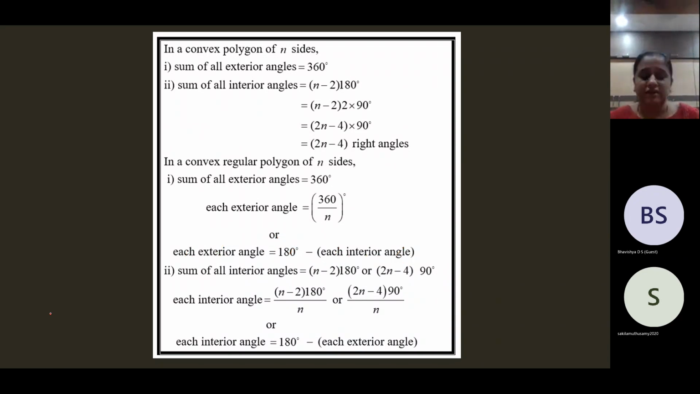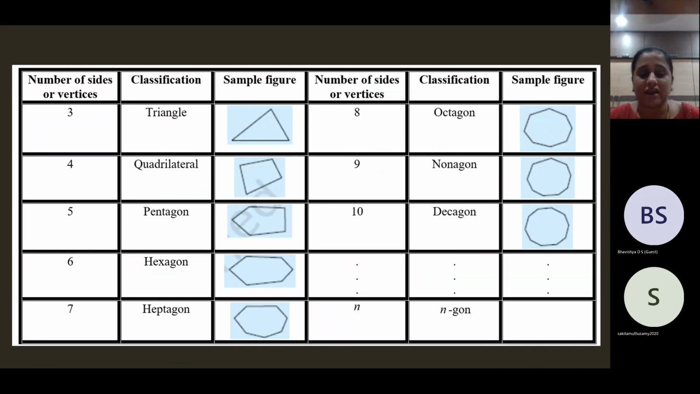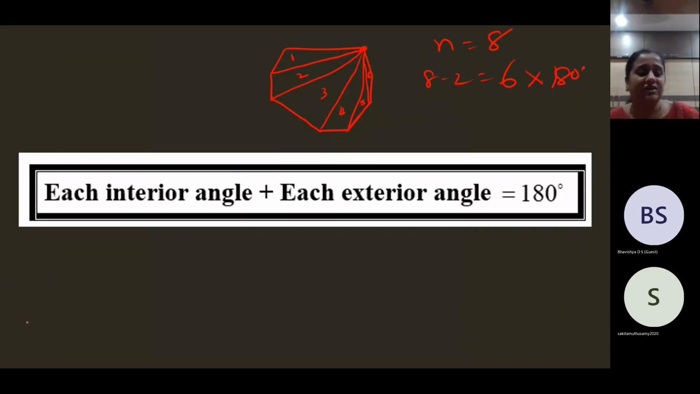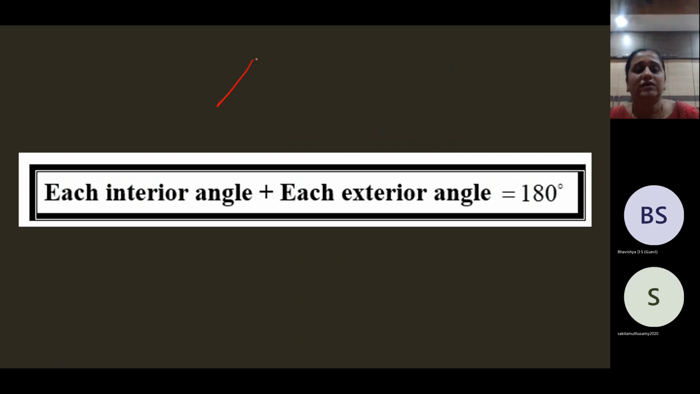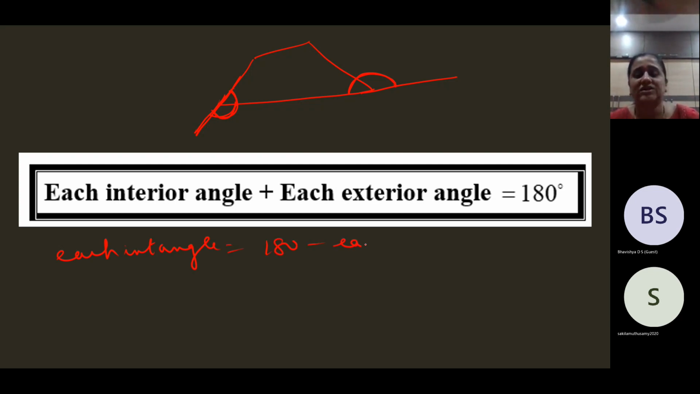But what do we know? That the interior angle plus exterior angle is always equal to 180 degrees. Because see, if you take a quadrilateral, this is an interior angle, and when you produce this side, this is the exterior angle. The sum is always 180 because linear pair. Now this is the interior angle, produce it, this is the exterior angle. Interior angle plus exterior angle is on a straight line, linear pair. It's 180. Each interior angle plus each exterior angle is always 180. So you can say that each interior angle is equal to 180 minus each exterior angle.